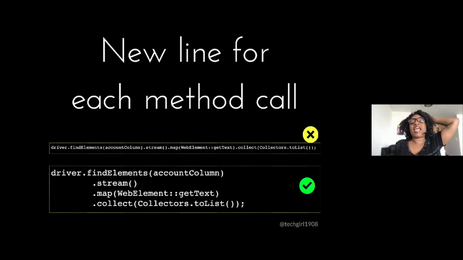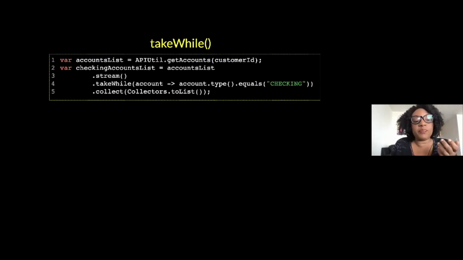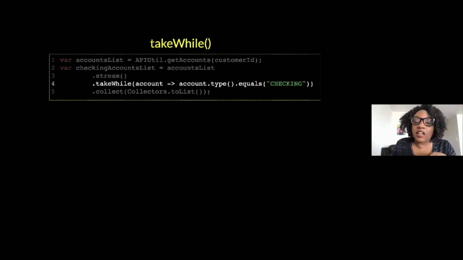Okay, so let's look at what's new with streams beyond Java 8. Java 9 introduces a couple of new methods to stream, one being takeWhile. Now let's say I have this code which gets the list of accounts and then uses the takeWhile method on the stream of accounts. Within this takeWhile method, you pass in a condition, also known as a predicate. And this is saying to go through this list of accounts, accept all of the ones that have a type of checking until you get to one that does not have this type.